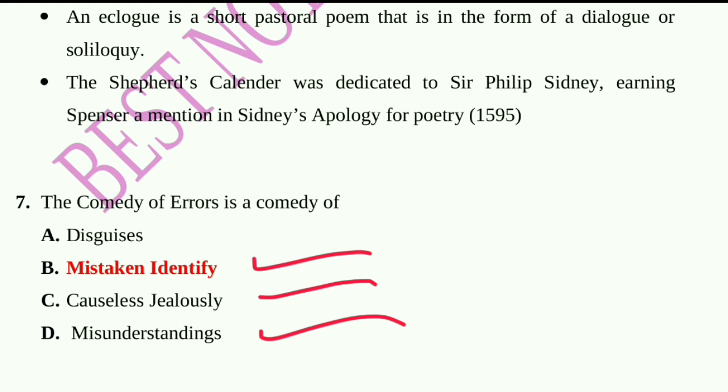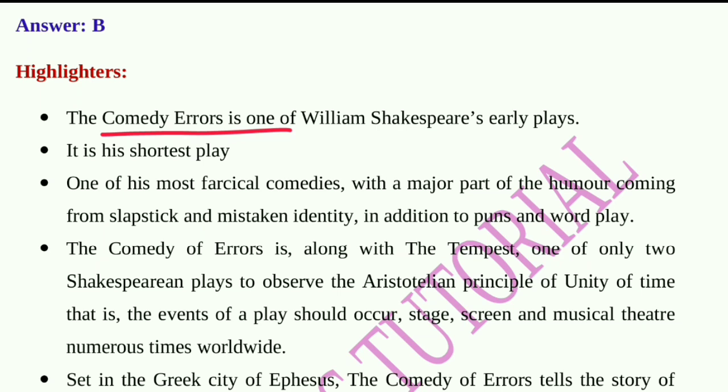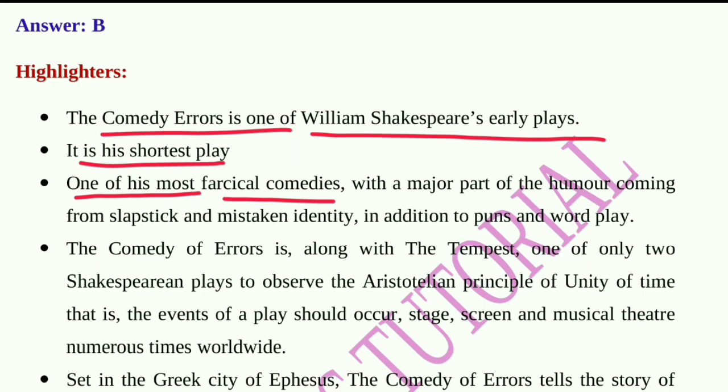The Comedy of Errors is one of William Shakespeare's early plays. It is his shortest play, one of his most farcical comedies, with a major part of humor coming from slapstick and mistaken identity, in addition to pun and wordplay.